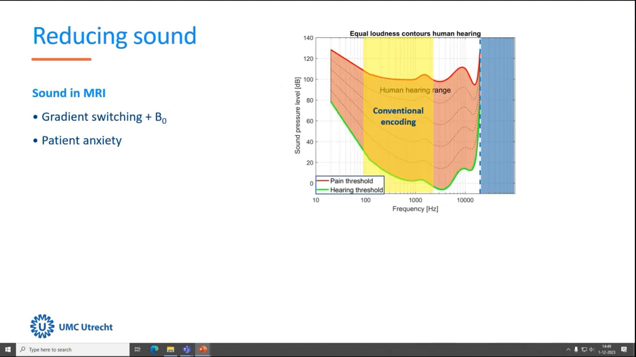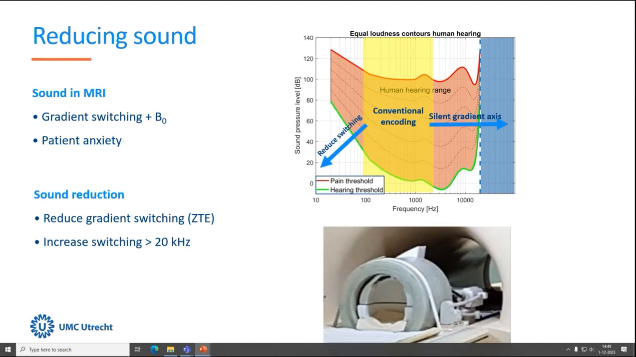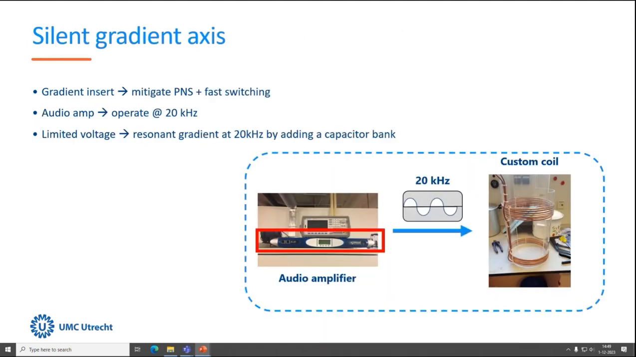Okay, now let's go to the sound. I mentioned that we have a very responsive coil. Let's drive it very fast. So not at this 1000 hertz for typical EPI, but 20 kilohertz.